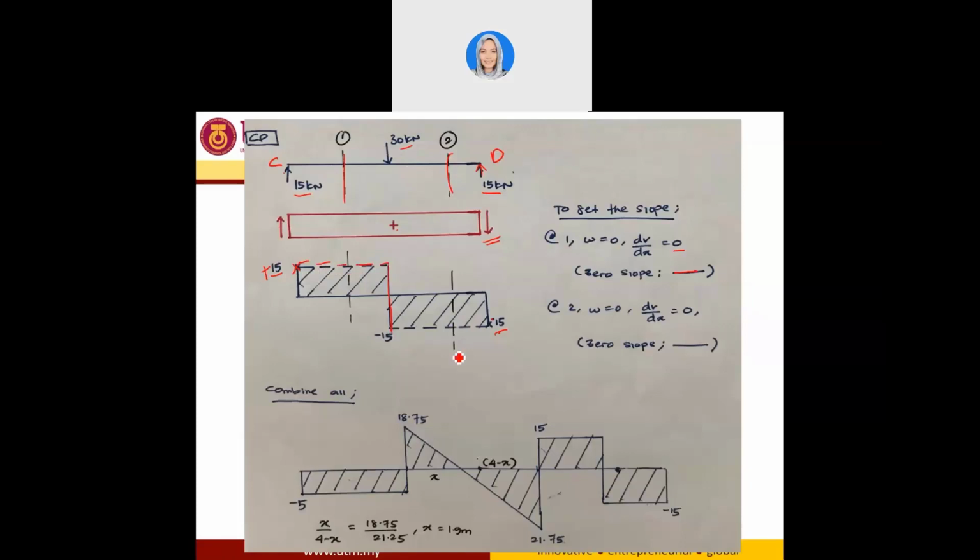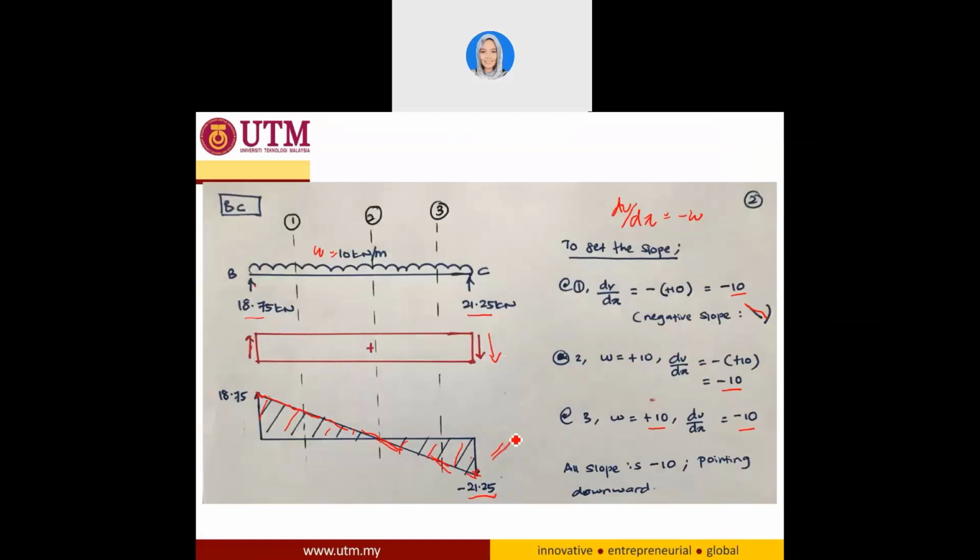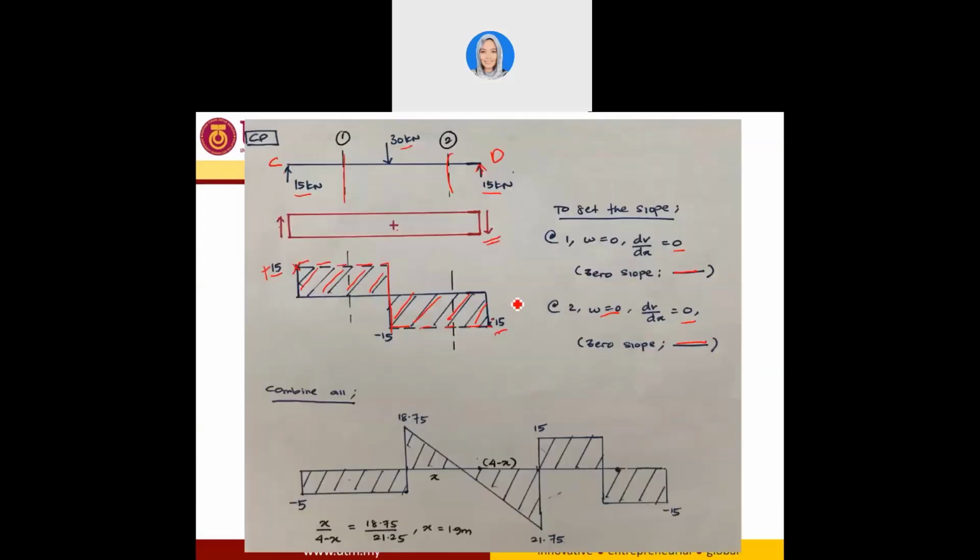And then between these 2 points, from the point load and D, also you do not have any W, W equal to 0. So dV over dx equal to 0, and the slope is a straight line. So between these 2 points, you can connect them with a straight line. So this is the shear force diagram for member CD. Now you have already determined a shear force diagram for member AB, and you have already for member BC, and you have a diagram for member CD. So you could just connect them together.